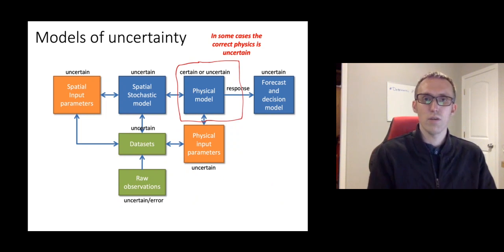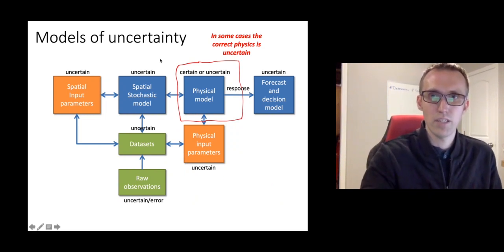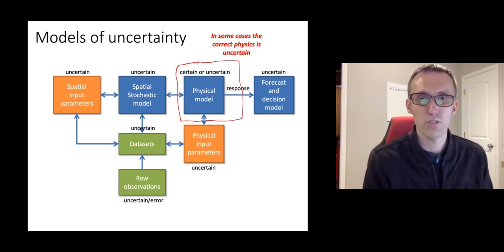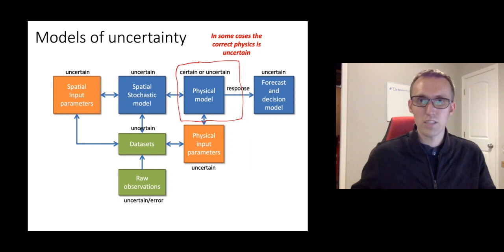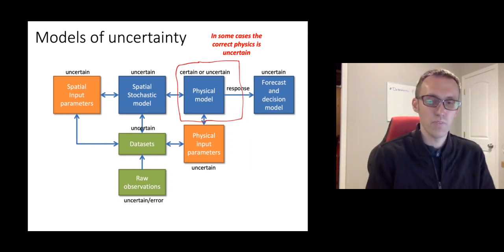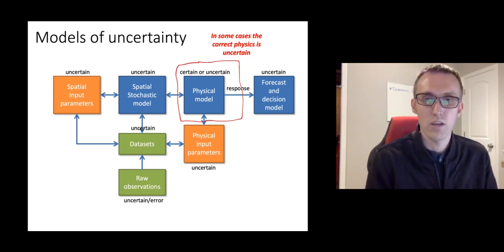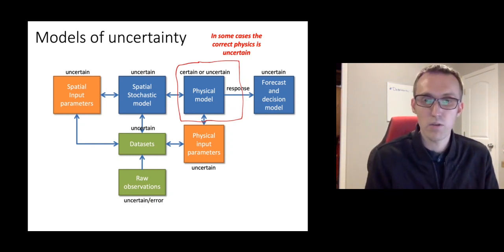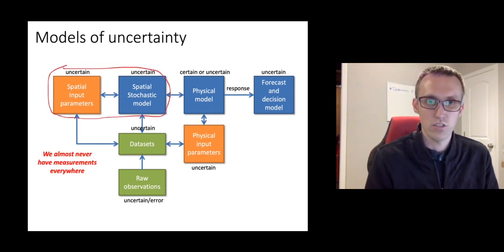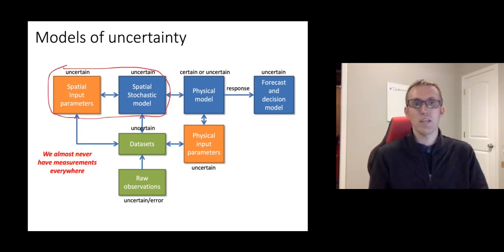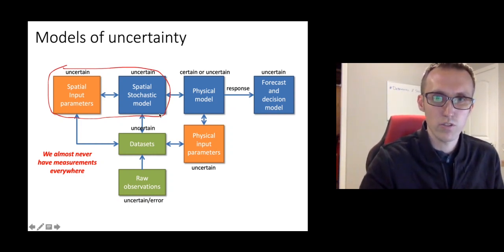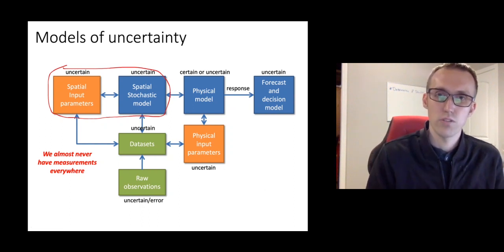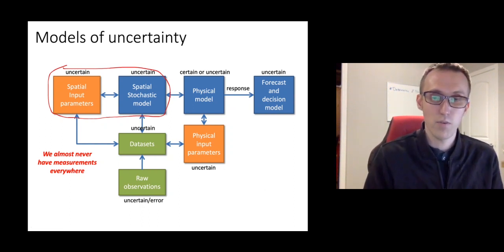Then you have your physical model, which is, in some cases, the correct physics is uncertain. So as I said, with these global climate or global circulation models, we oftentimes are approximating the true physics, which is very fine-grained and high resolution, with some aggregate physics, which has been gridded up at a global scale and it has to be coarse. And so there's uncertainty that's associated there. We almost never have measurements anywhere, and so we have these spatial models where we try to characterize spatial variations and spatial uncertainty, but those are also uncertain because we don't have measurements everywhere.